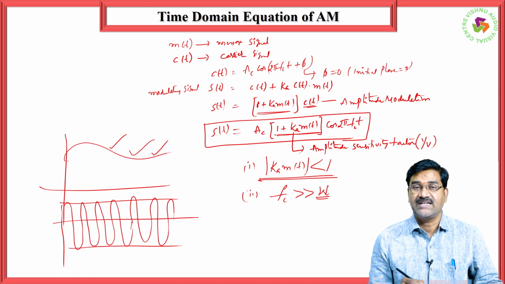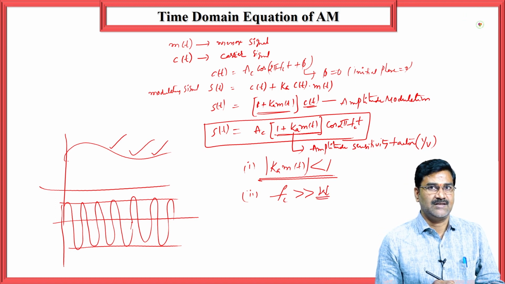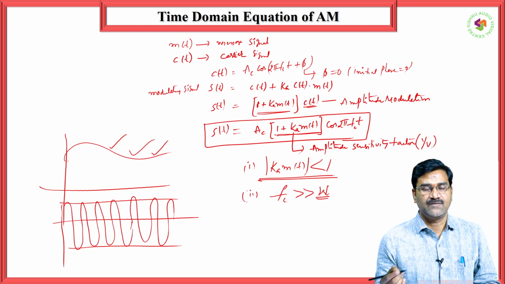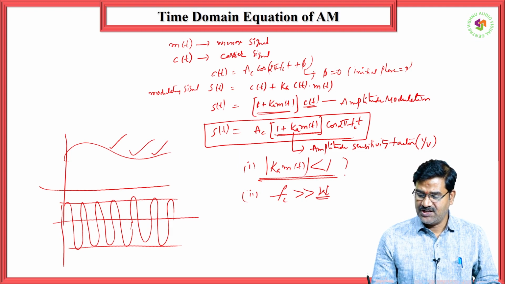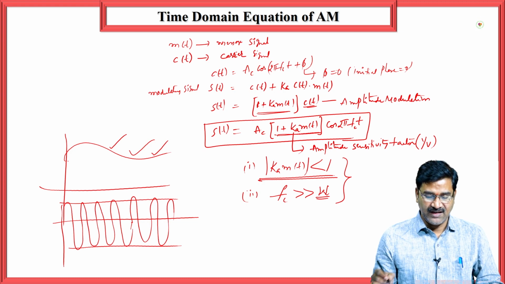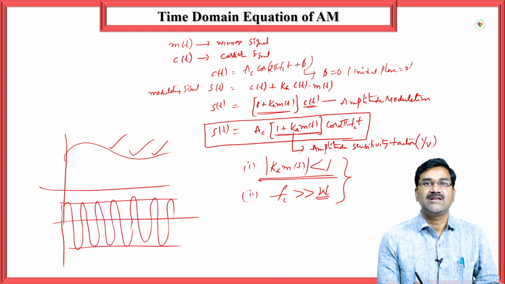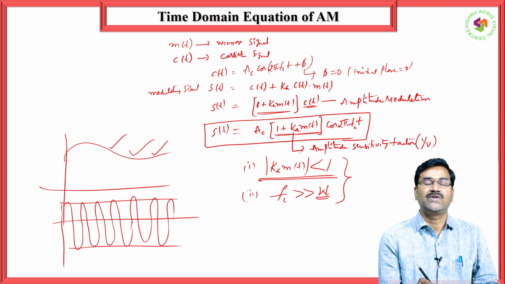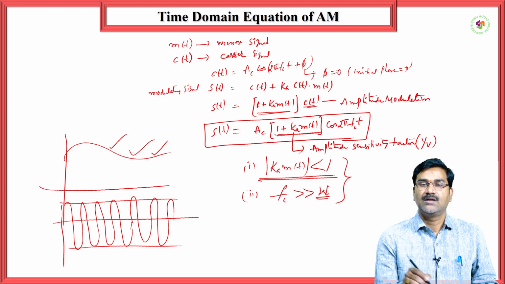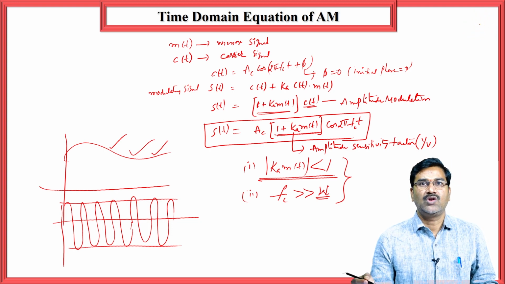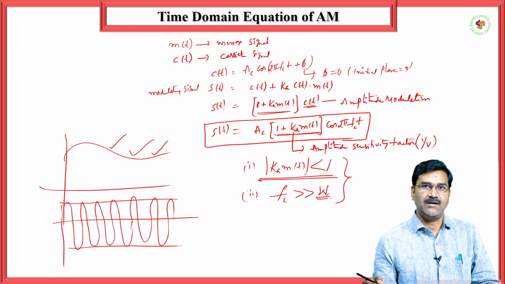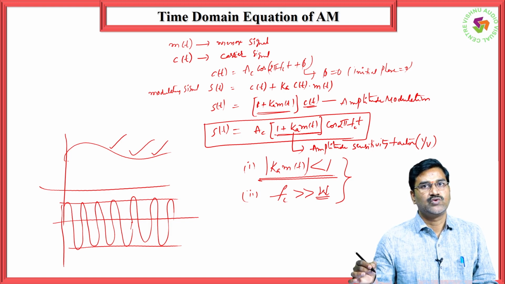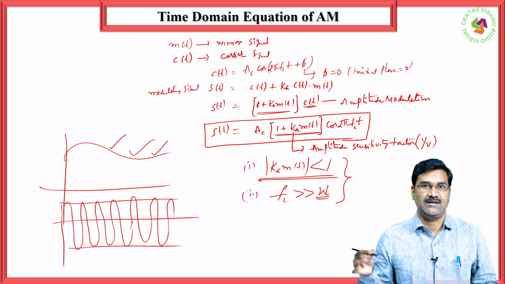Where W is the highest frequency of the message signal, or else the bandwidth of the signal. If these two conditions are met, then the modulated signal will follow the amplitude of the message signal. Otherwise, the modulation cannot be defined or determined by making use of an envelope detector. That we'll discuss later, right?